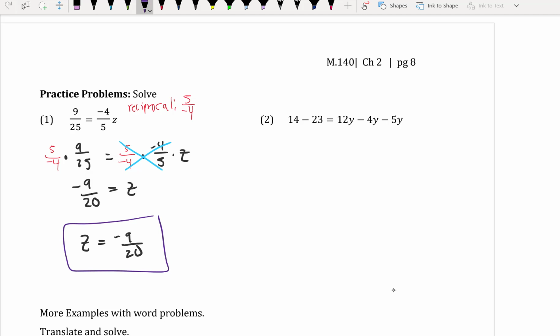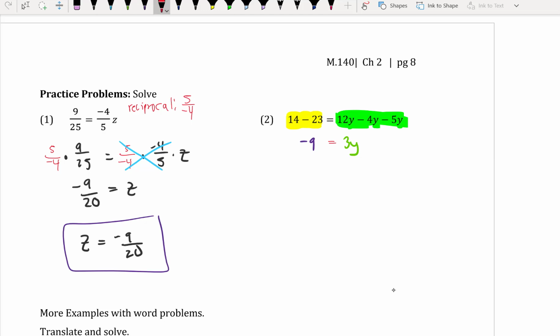For number 2, we're going to combine like terms. I have these coefficients. So 14 minus 23, combine that together, and I'm going to get a negative 9. That is equal to, and here these are all y values. So these are all like terms. So I'm just going to add those together. So I have 12y minus 4y minus 5, and that's going to give me a positive 3y.